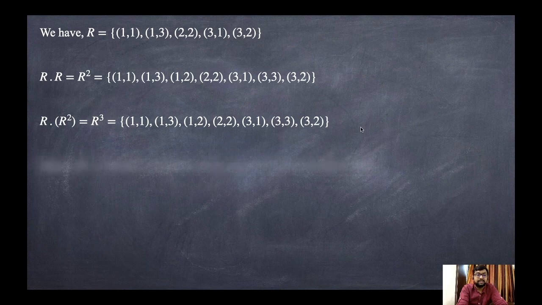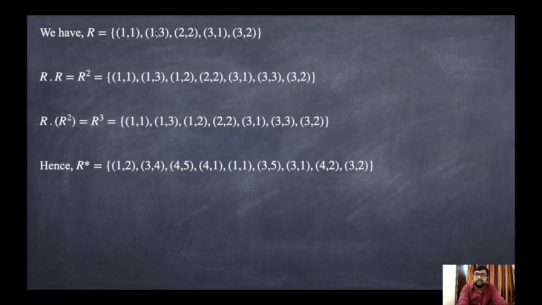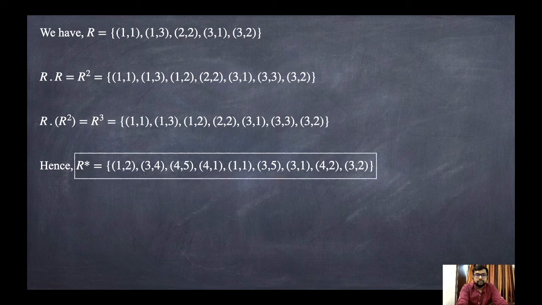Now what is R star? It is the union of all this. So that means just take the union. Whenever you take the union of all this, you will get R star like this. So this represents the smallest transitive relation. It is a relation, also transitive, and the smallest one. So it will be the smallest transitive relation, and that is the transitive closure. So this is the answer.